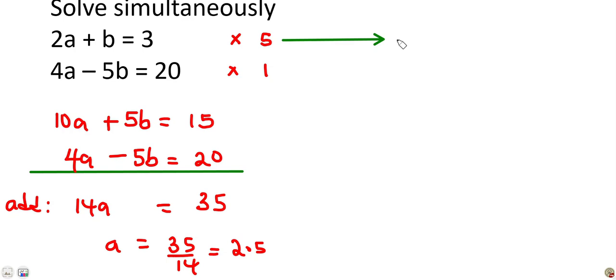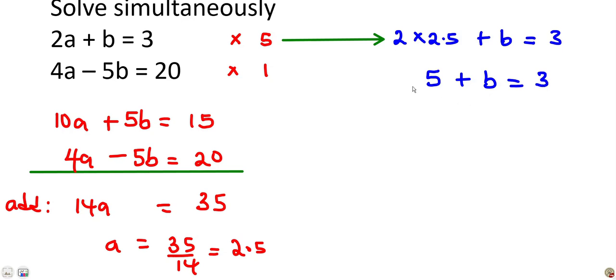a with 2.5. So I'm going to have 2 times a, which is 2.5, plus b, and that's equal to 3. And then 2.5 times 2 is definitely going to be 5, plus b equals 3. And from here, I can subtract 5 on both sides. So I'm going to have b is equal to 3 take away 5, and definitely b is going to be minus 2. So in summary, a is 2.5 and b is minus 2.